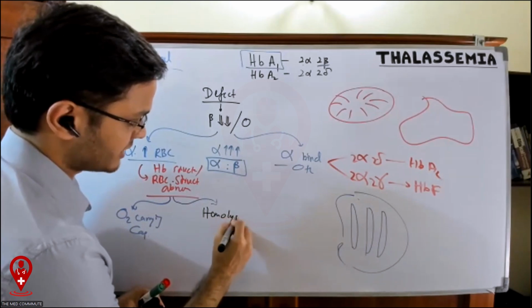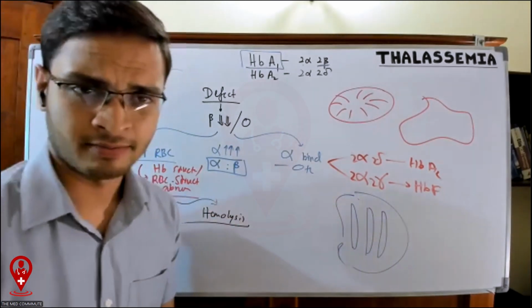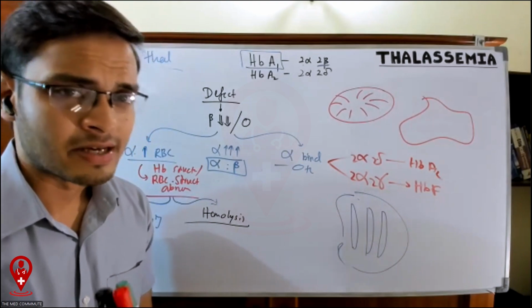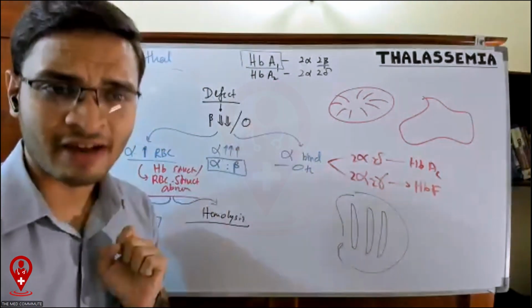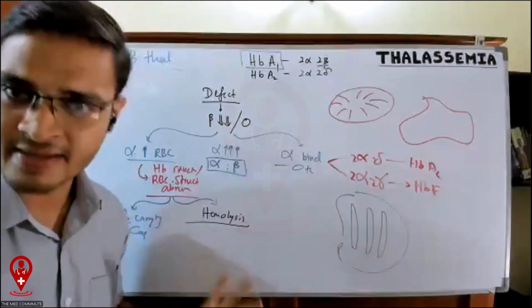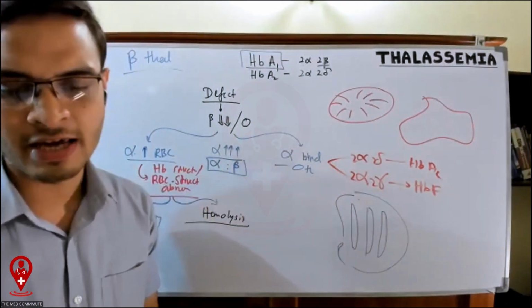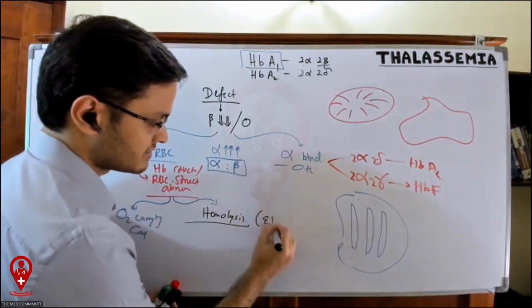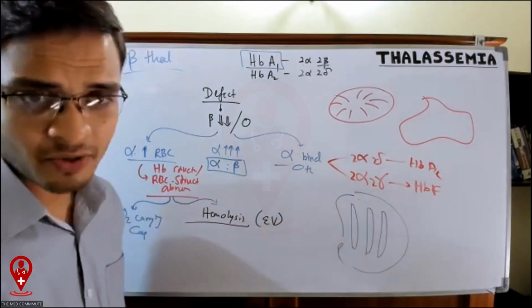Hemolysis. What is hemolysis? Breakdown of RBCs. Now, when hemolysis is happening in the spleen, what do we call it? Extravascular hemolysis, right? It's not happening inside the blood vessels. Excellent. So hemolysis happening inside the spleen, we call it extravascular hemolysis. Now, what is the importance of this extravascular hemolysis?